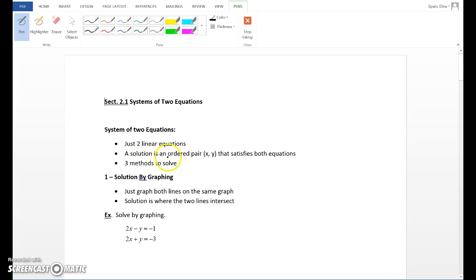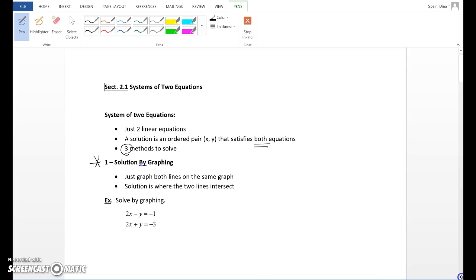And a solution to a system, again, is for two equations. So a solution is going to look like an ordered pair (x, y) that satisfies both equations, right? It's got to be a particular x and a particular y that, when you plug them into both equations, will satisfy both of them. And we will learn three different methods to solve. So let's start with the first method. It's by graphing.